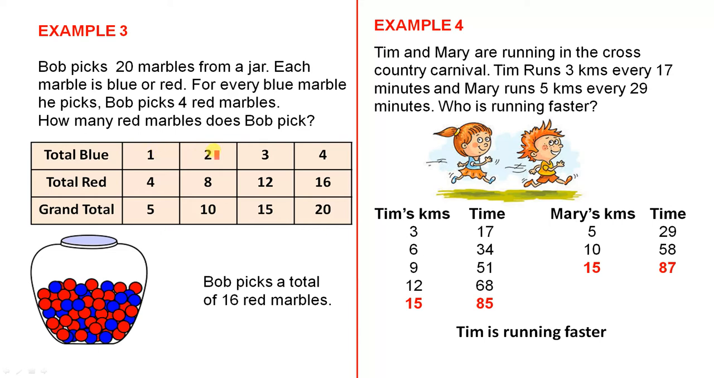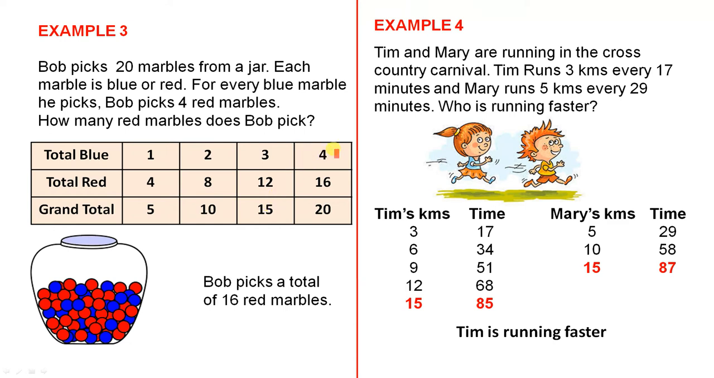When he picks another blue, that means he's got a total number of 2 for blue. He picks an extra 4 red ones, so he has a total count of 8 for red, which gives him a grand total of 10 marbles. When he picks the third blue marble, he has a total number of 3, which means he picks an extra 4 red ones to give him a total number of 12 for the red. 3 blue plus 12 red gives you 15 as the grand total.